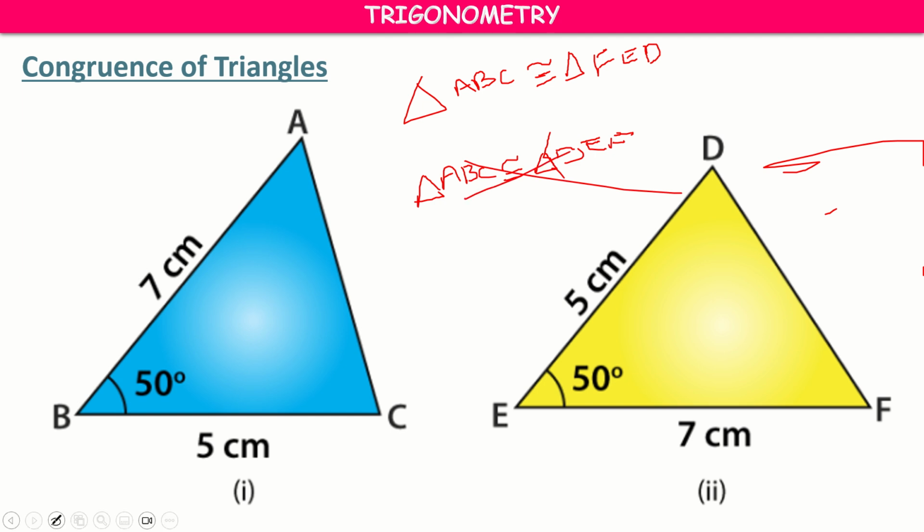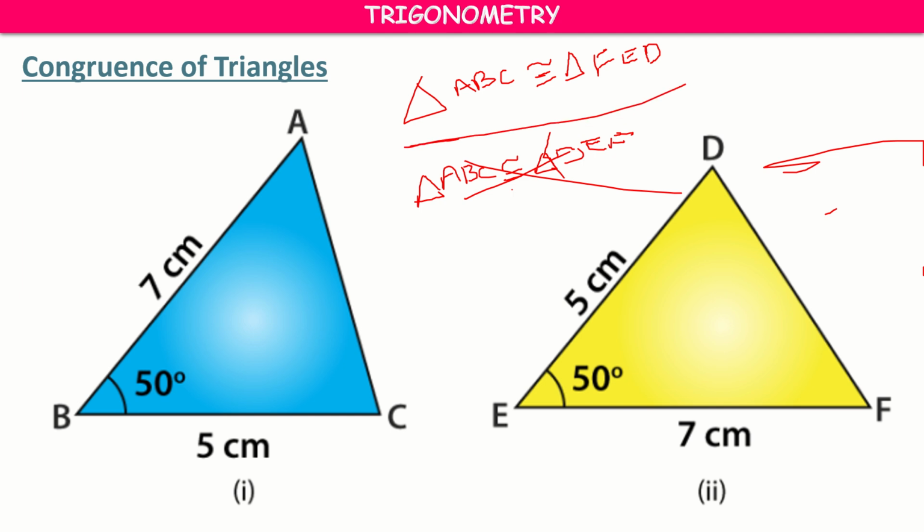Understand? Because for two triangles to be congruent, they must satisfy the sides and angles also. ABC is starting from A to B, which is 7 centimeters, and B to C is 5 centimeters. Here F to E is 7 centimeters, E to D is 5 centimeters. Means triangle ABC is congruent to triangle FED. Are you getting me? This is very important.